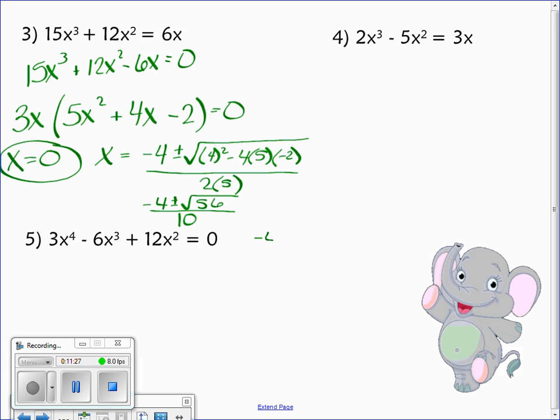So it's going to be negative 4 plus or minus, is it 2 radical 14? Somebody check me here. It's early morning, I'm half awake. Am I good? Stop there.